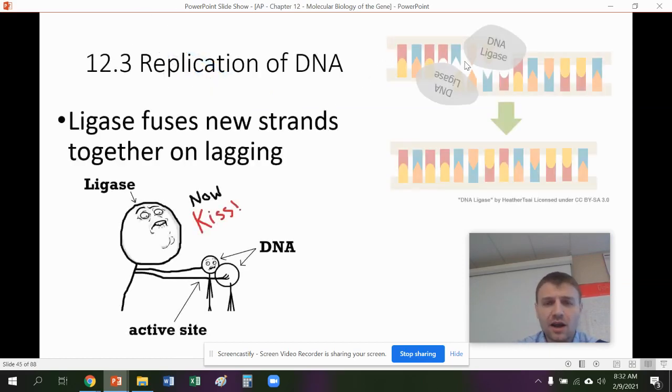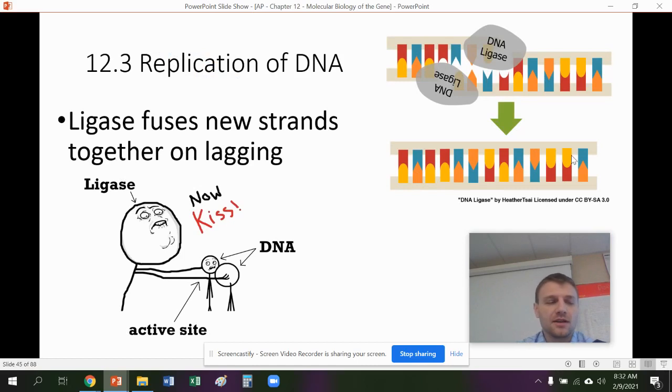Let's see what else do we have here. Oh, okay. So after the Okazaki fragments are created, we have an enzyme that comes in here called DNA ligase. Ligase is an enzyme that's going to bond the DNA fragments together. They're not going to have a smooth bonded backbone, so this ligase is going to bond them together. We're going to see ligase again in the next chapter, so don't forget about it.